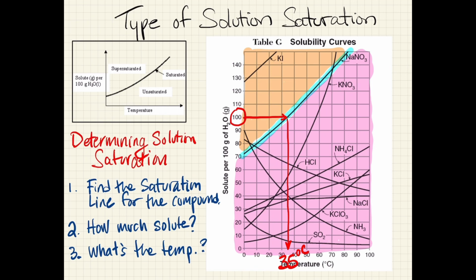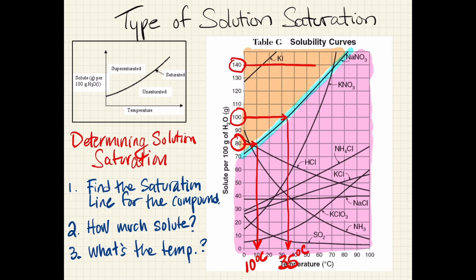What happens if we want to add less? If we were to make a saturated solution of only 80 grams, well, we would need to have our solution at roughly 10 degrees Celsius. Noticing that as our amount of solute changes, our temperature is also changing as well.